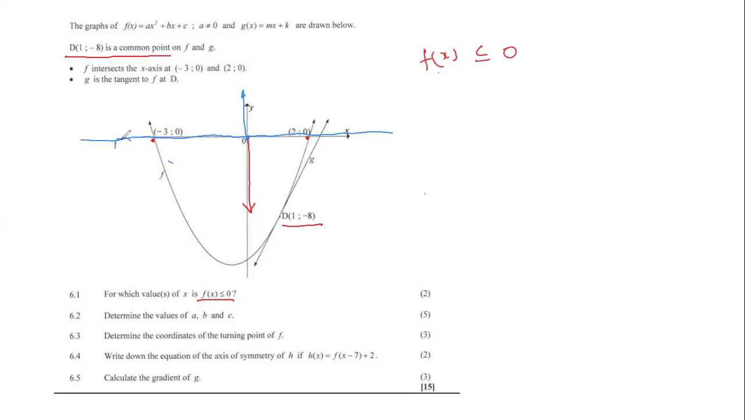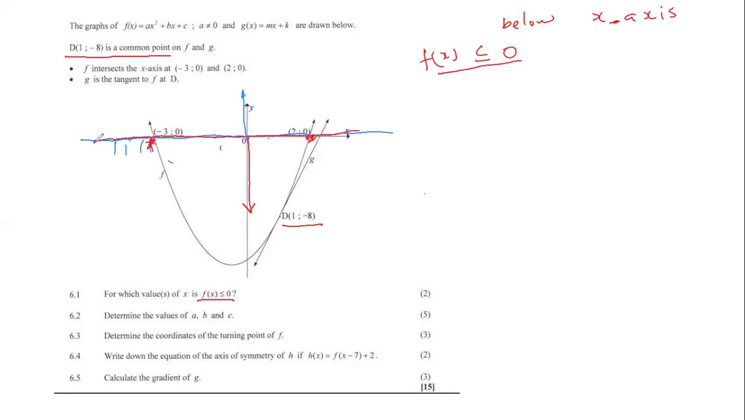So all the values of x from here. What are those values? It's from this point up to this point. The graph is less than 0, or it's negative, or it's below the x-axis. So if you get a statement like this, it means below the x-axis. So f of x less than 0 means below the x-axis.